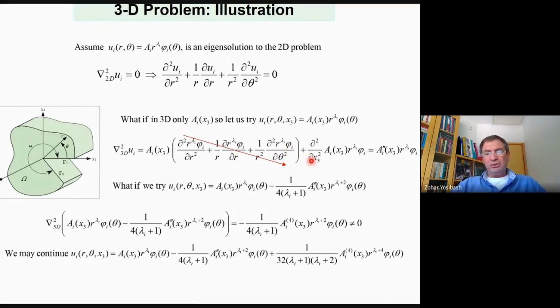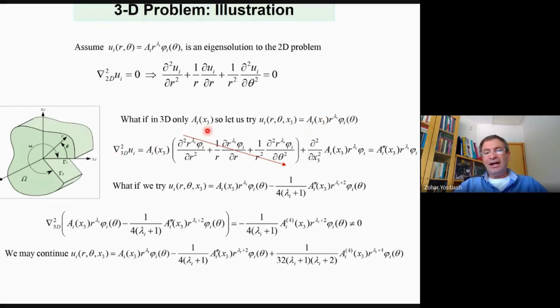So I would say, let us try and have a separation of variables. We have this function of theta, we look for a solution which is r to the lambda I, and let us suppose that the entire behavior in the third dimension will be in this function here. In 2D it was a factor. Now, because we have a 3D, then this becomes a function along the crack front. So I ask myself, could that be a solution for the 3D problem?